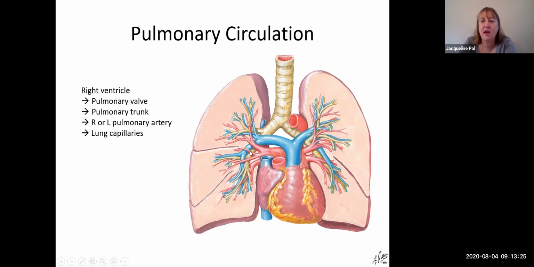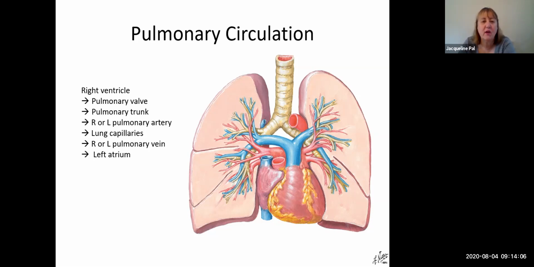Once it's in the lungs, it goes through the capillaries where gas exchange will happen, and it'll pick up lots of oxygen. And then it will leave the lungs through either right pulmonary veins or left pulmonary veins. Okay. Now, whereas there's only one pulmonary artery that exits from the trunk going to each lung, there's actually two main pulmonary veins that drain each lung. And so this is why we're going to have four openings for pulmonary veins into the left atrium.